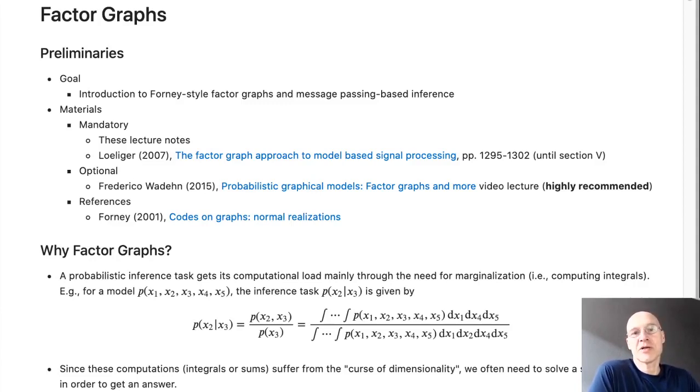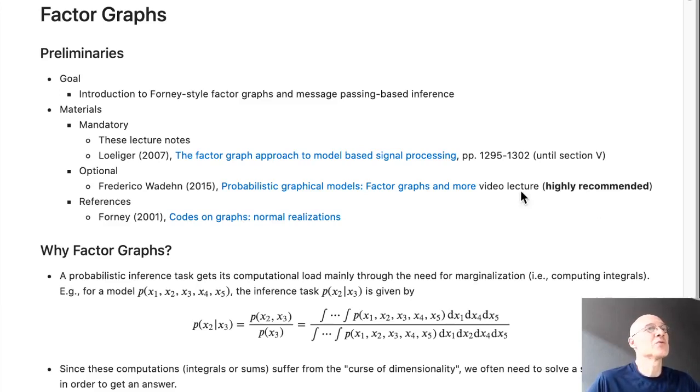Today we're going to be talking about factor graphs. Factor graphs are a graphical method for automating Bayesian inference. It's not a mainstream machine learning method, but I think it's a very beautiful and elegant way to look at Bayesian inference, and so I want to talk about it in this class.